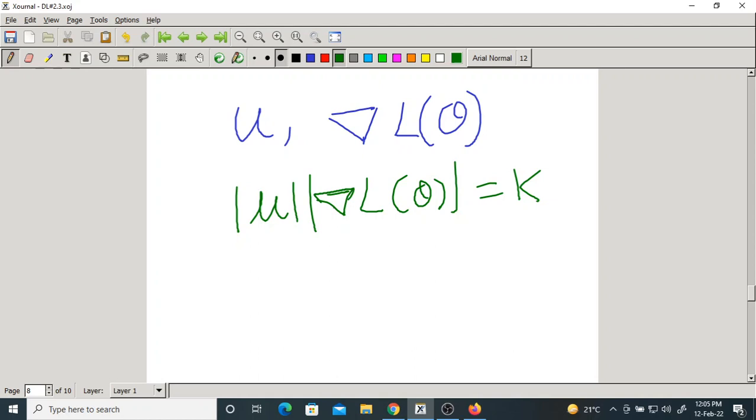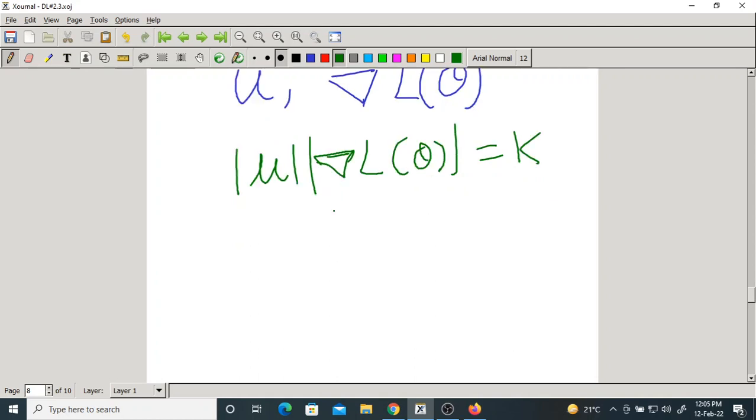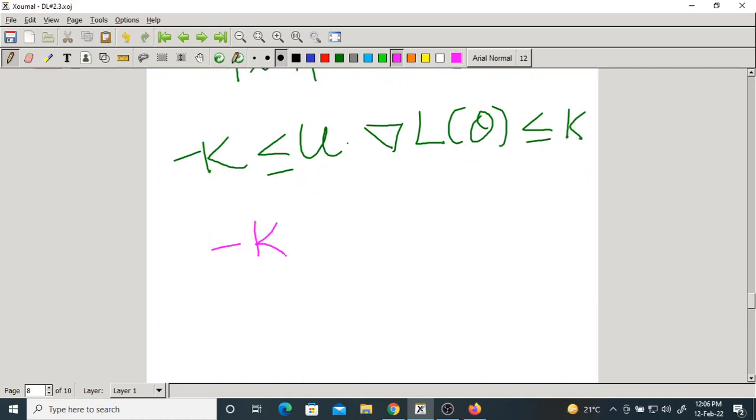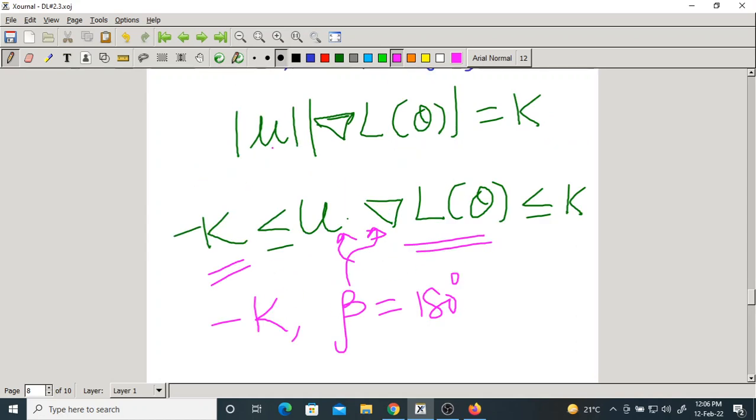Let us go with the previous example, which means u dot del of L of theta lies between k and minus k. So its minimum value is minus k when beta equals 180 degrees. What is beta? The angle between these two. We want this to be negative. The more negative, the less the error. What is the most negative value of this? Minus k. What is k? K is the product of these two mods.